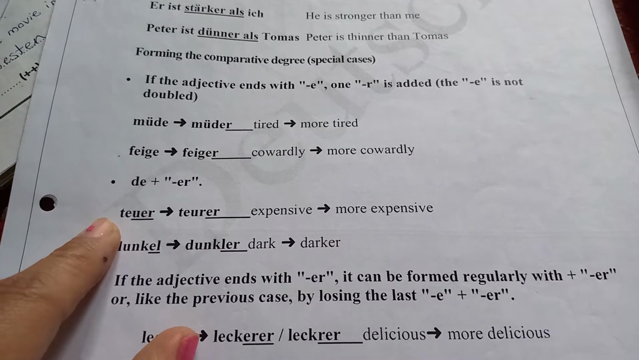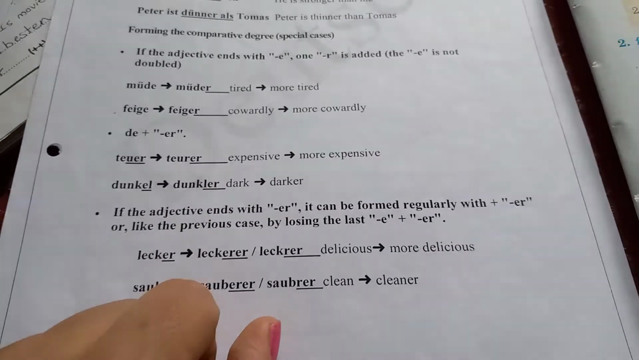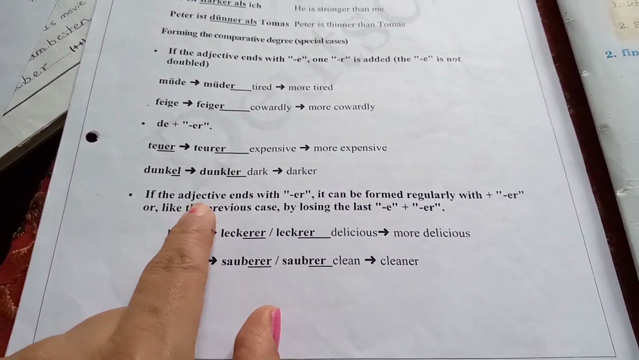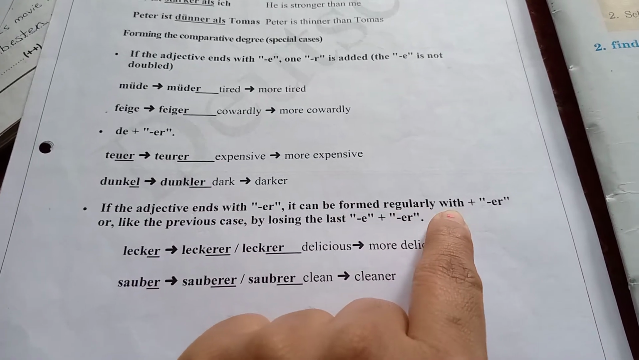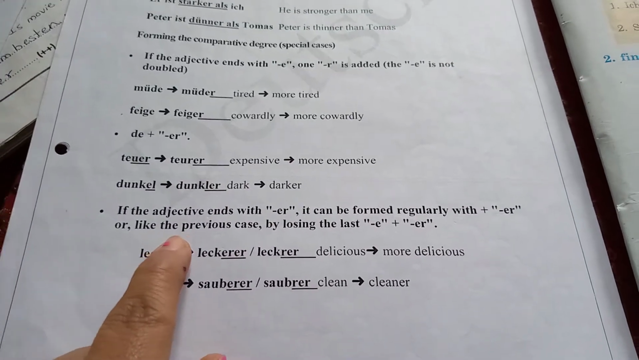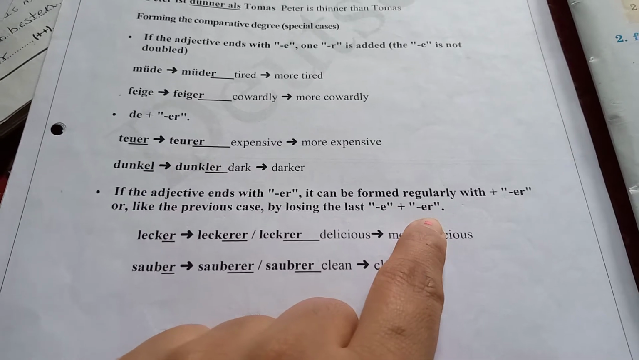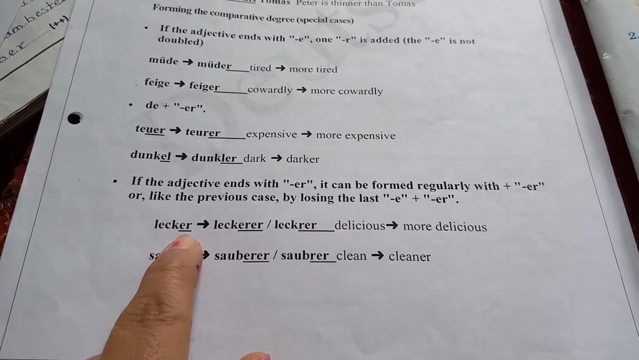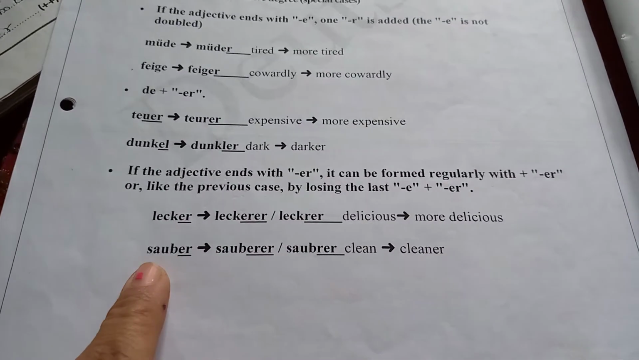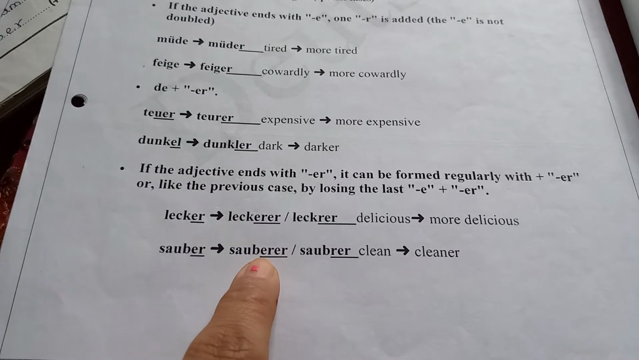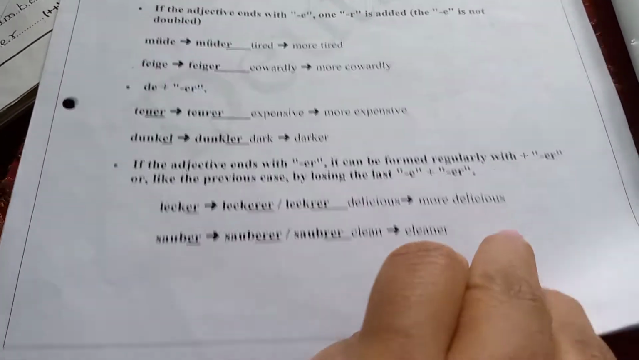Specifically make it star when you write in your Heft. Dunkel, dunkler. Okay, dark, darker. One more rule. If the adjective ends with er, it can be formed regularly with plus er, or like the previous cases by losing the last e plus er. Means lecker ends with er, it becomes leckerer or leckrer. Okay, both are possible. Zauber becomes zauberer or zaubrer. Okay, so both are possible.